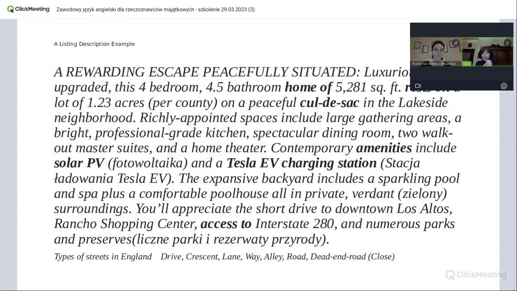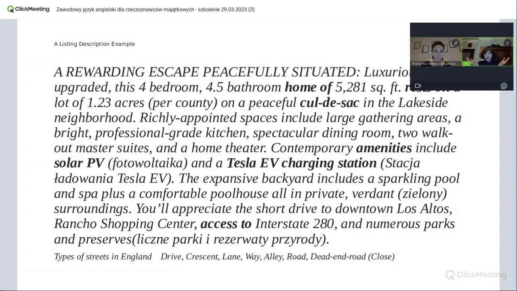Contemporary amenities include, and I think here I put it in bold because nowadays if you describe properties, you also have these amenities. So you've got a solar photovoltaic, yes, or Tesla electric vehicle charging station. So that's also, I think, a useful expression.